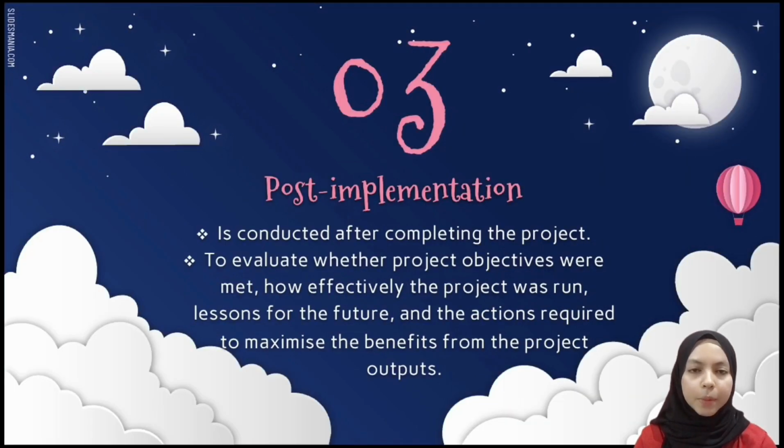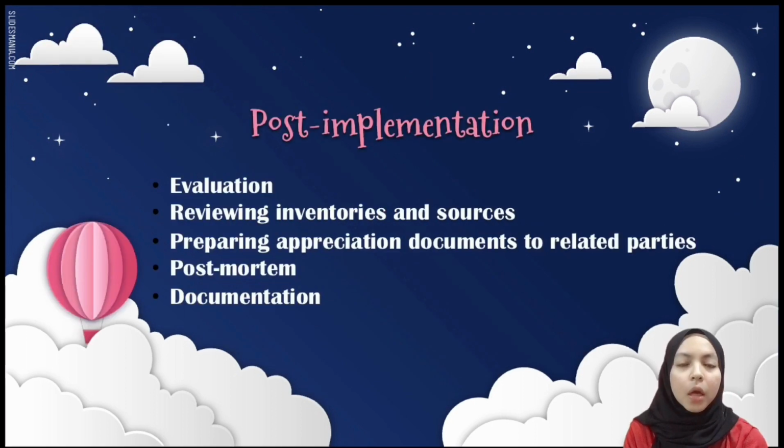The last phase in implementing core curriculum activities is post-implementation. A post-implementation review is conducted after completing the project. These activities aim to evaluate whether project objectives were met, how effectively the project was run, lessons for the future, and the actions required to maximize the benefits from the project outputs. Okay, the first point in post-implementation of core curriculum activities is evaluation. Evaluation is needed to know how effective the activity is for students and teachers.